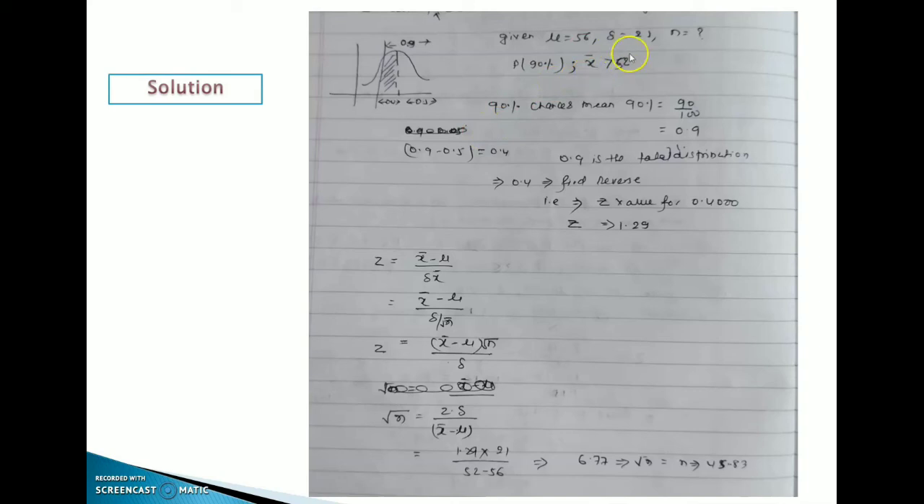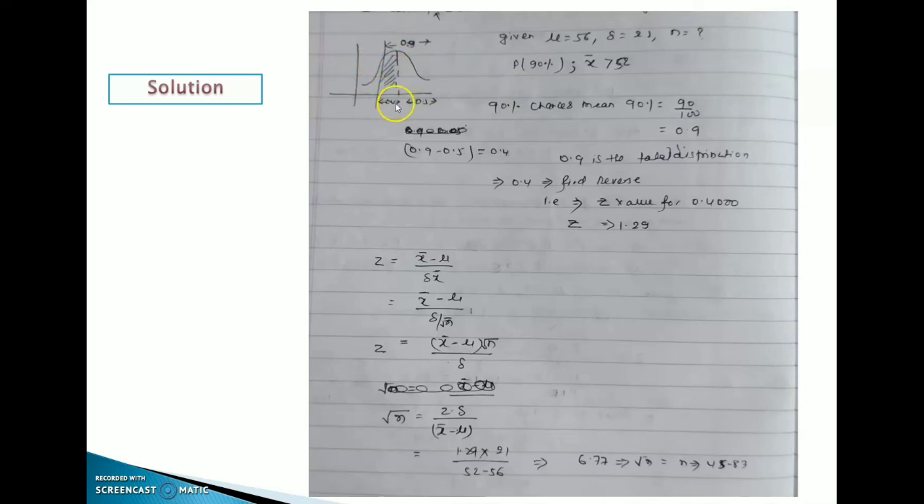Now just see the figure here. The probability is 90%, and if we divide using the normal distribution, we know when we divide it equally, the ranges will be 0.5 and 0.5. Since the probability is 0.9, one portion is 0.5, and the other portion is obviously 0.4, so we get 0.4 here. Since we know 0.9 is the total distribution and one part is 0.5, the other part must be 0.4.